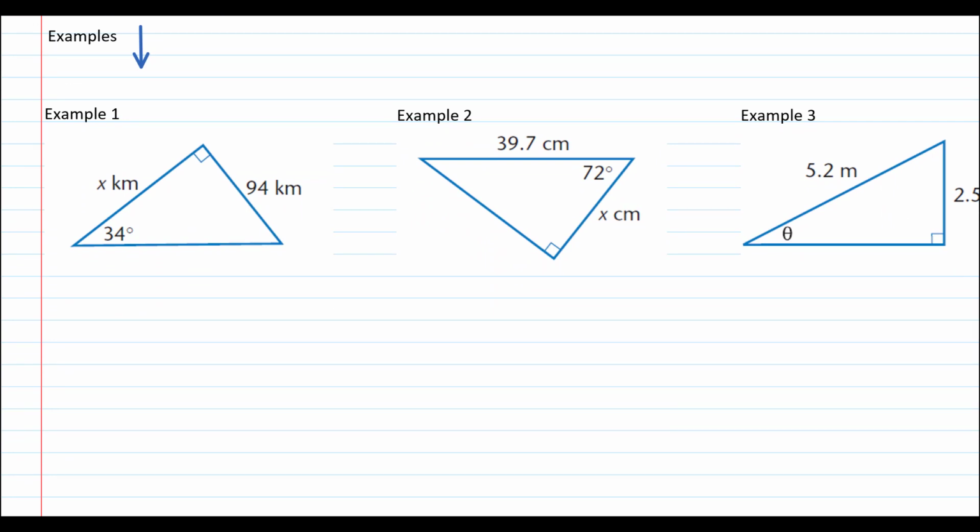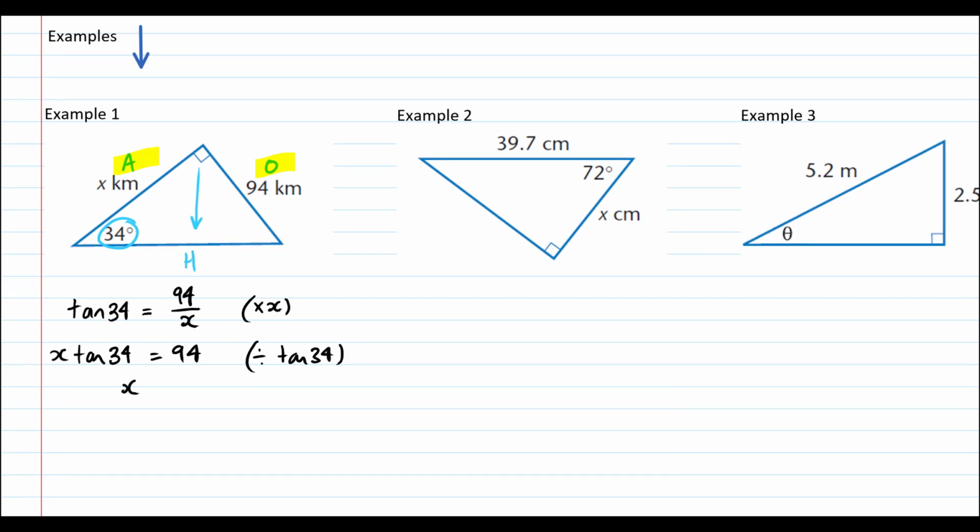So example 1 first of all. 34 is our theta, it's our known angle in this case. This means that 94 is opposite, and our x is our adjacent side because directly opposite the right angle is our hypotenuse. And we don't really care about the hypotenuse, we don't want to know it, and we don't already know it. So we're going to work with an adjacent and opposite ratio, which in this case is tan. So we have tan 34 is equal to opposite 94 over adjacent x. I'll rearrange this equation by multiplying by x. And I get x tan 34 is equal to 94, and then I divide by tan 34, and I get x is equal to 94 divided by tan 34.